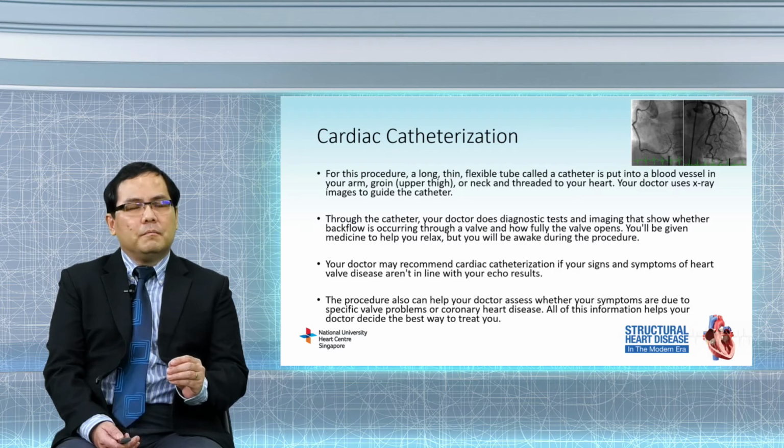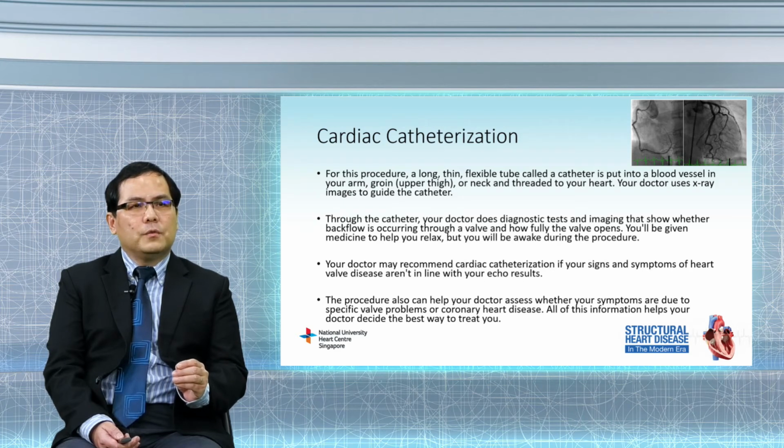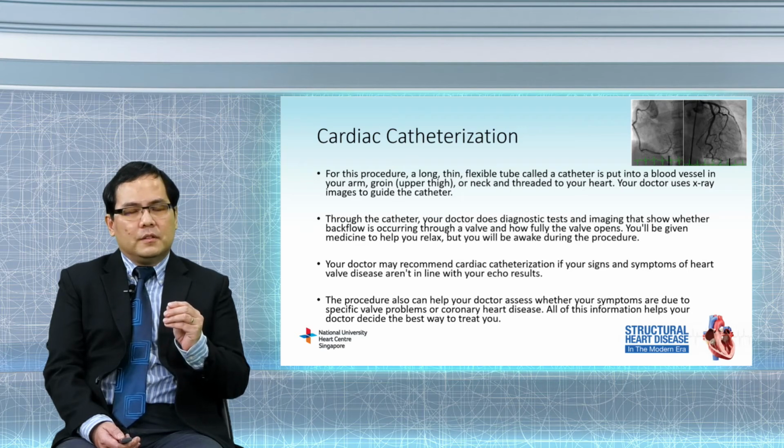You will also be given medication to help you relax, like with the transesophageal echocardiography, but you will be awake during the procedure. The cardiologist may also recommend cardiac catheterization if the signs and symptoms of your heart valve disease are not in keeping with your echo results. This procedure can also help the cardiologist assess whether your symptoms are truly due to a specific heart valve problem or even coronary artery disease. All this information will help your cardiologist decide the best way to give you a treatment plan.